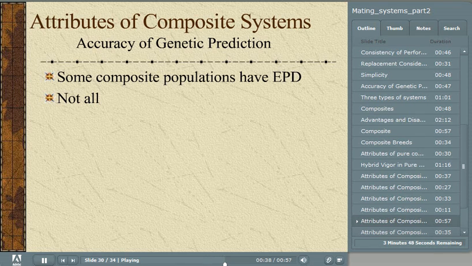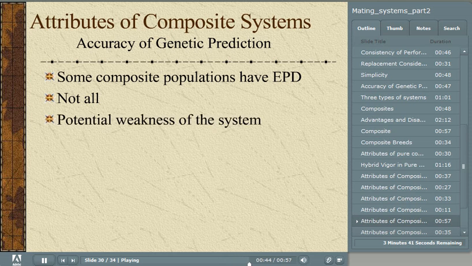So they've tried to position themselves as the association to be the provider for composite genetics in the U.S. That said, it is a potential weakness of the system if we don't have good pedigree information and good performance information relative to getting a composite EPD, if you will.